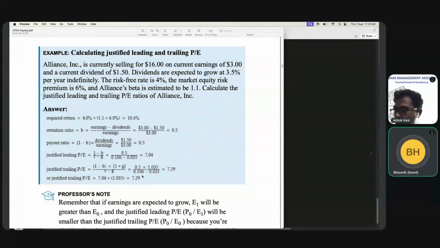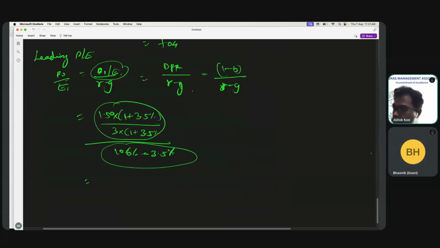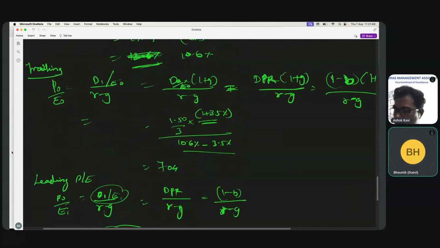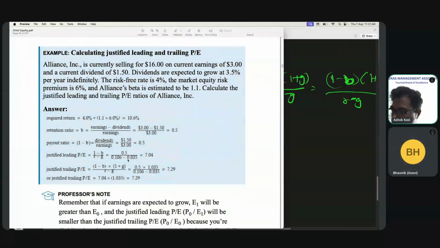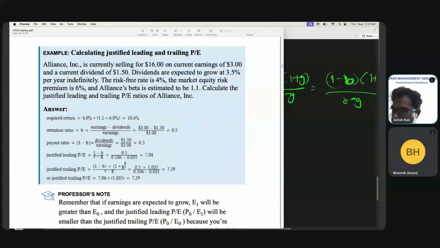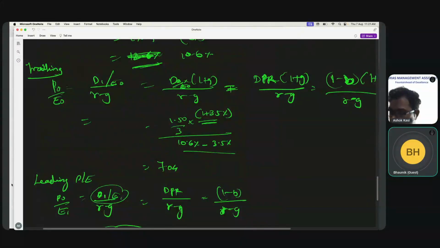How can it be the same? See, justified trailing is 7.29. How did you get 7.04? 1.5 into 3.0 into the growth, the numerator answer I'm getting is 0.5 again. I think you have done some calculation mistake. See, justified leading, you said 7.04. Yeah, 7.04 is for leading P/E. I was calculating trailing P/E.